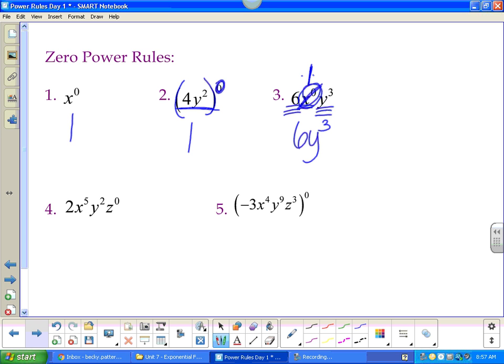So apply that to number 4. What part of this is going to turn into a 1? This guy right here. So he goes to a 1, but 1 times everything that's there is just everything that's there.